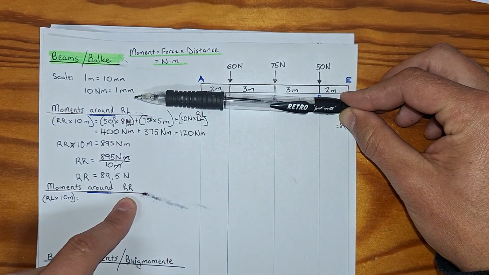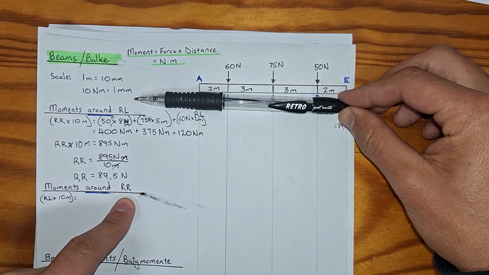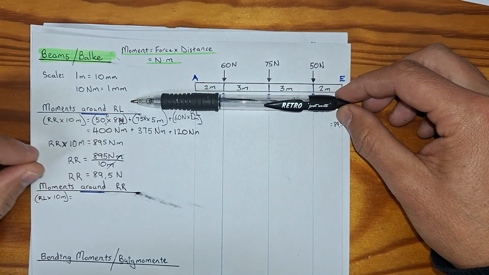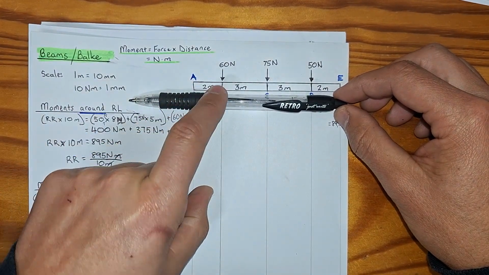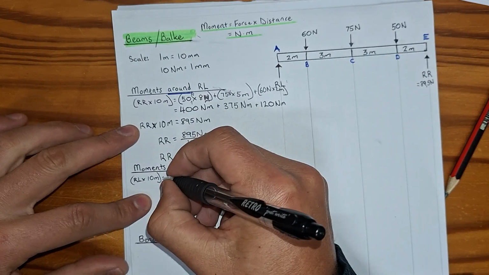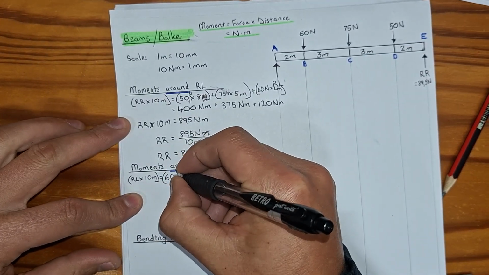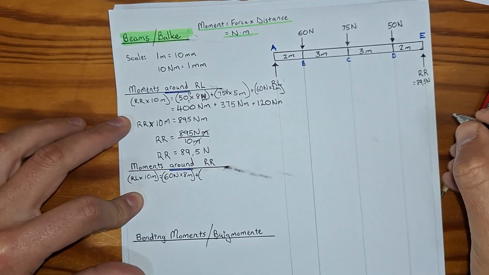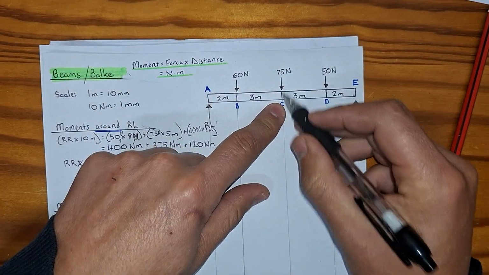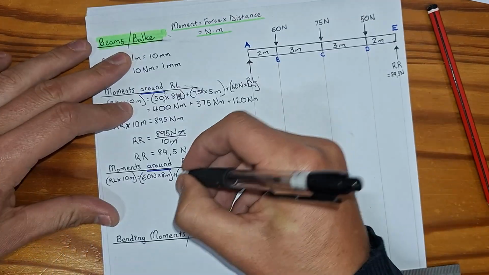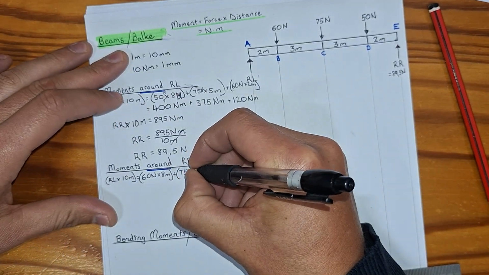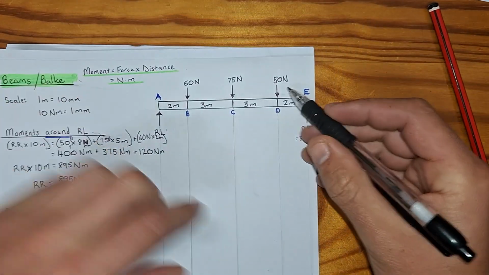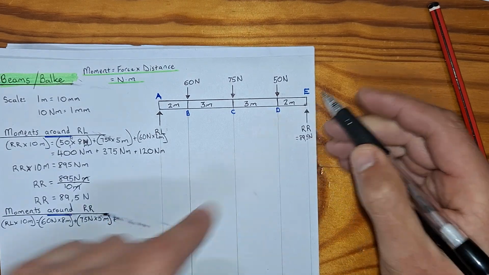Okay, and the pivot point is in the heading of moments around reaction right. That will be the distance up to, or the point up to where the distance will be written down in the formula. So the first one is 60 times 8 meters. Open the bracket, 60 newtons times 8 meters plus, open the bracket again. Next one will be 75 times 5 meters. 75 newtons times 5 meters plus, the last one is the 50 newtons times 2 meters.